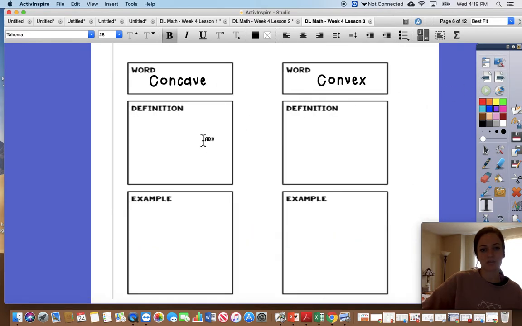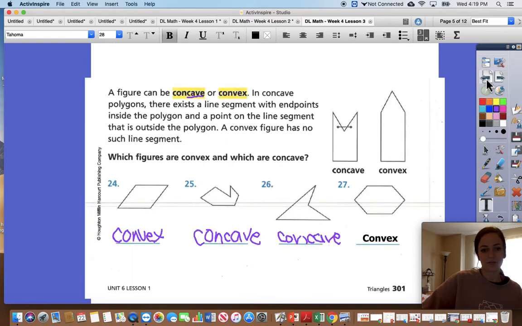Let's keep going. Okay, so concave, again, we're going to say is a polygon where line segments are inside the polygon.